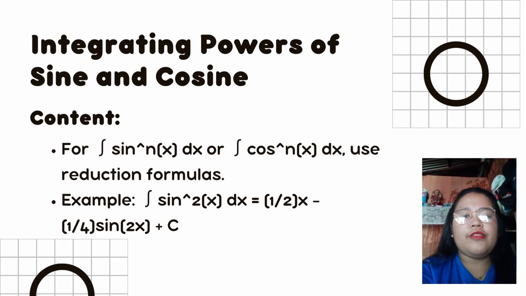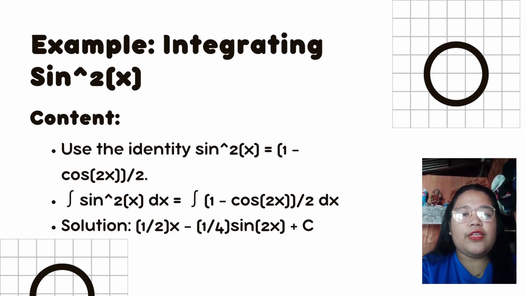For example, the integral of sine to the power of 2 of x can be solved using a trigonometric identity to simplify the expression before integrating. Let's look at an example to integrate sine squared of x. We use the identity sine squared of x is equal to (1 minus cosine 2x) over 2. This simplifies the integral to the integral of (1 minus cosine 2x) over 2, which is much easier to solve. The final answer is 1/2 of x minus 1/4 of sine 2x plus c.